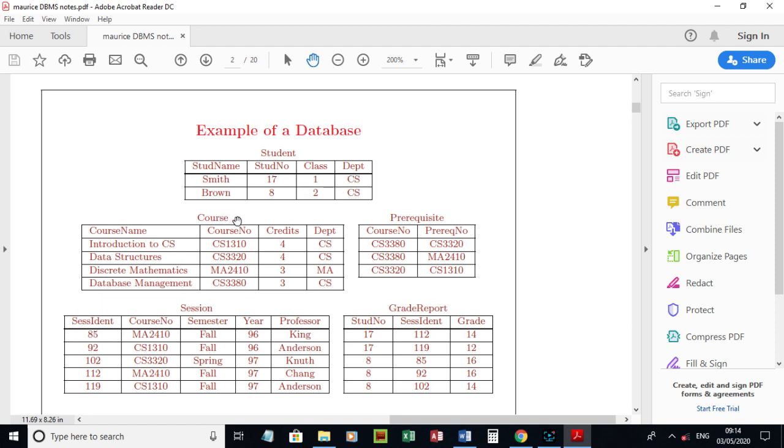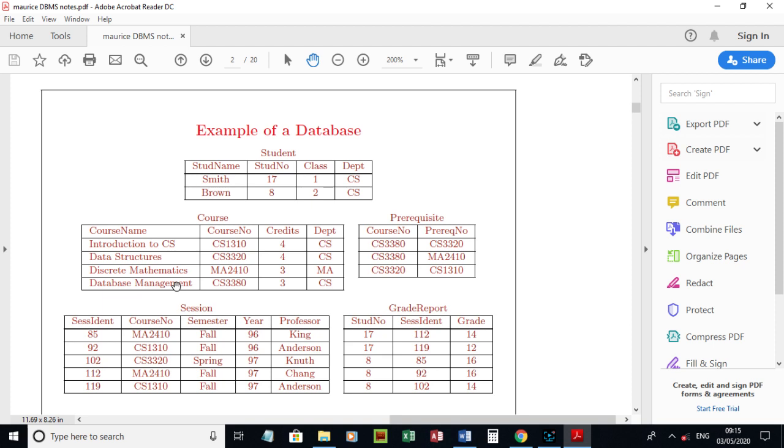Course is also the same. We know the course table and the schema, with course name, course number, credits and department. Now the metadata, or the sub schema. And then the actual data: introduction to computer science, data structures, discrete mathematics, database management.